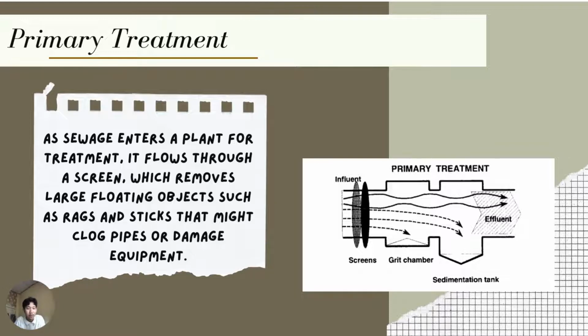For the primary treatment, as sewage enters a plant for treatment, it flows through a screen, which removes large floating objects such as rags and sticks that might clog pipes or damage equipment. Here I put two pictures. The primary treatment is just to help all of you imagine the first step.